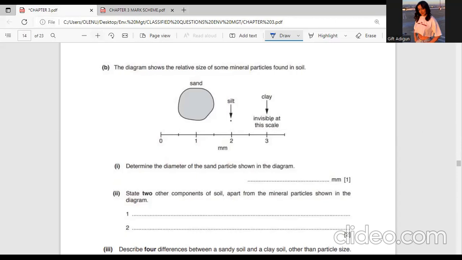So see this question now. They said the diagram shows the relative size of mineral particles found in soil. First look at sand, silt, clay. Now determine the diameter of the sand particles shown in the diagram. Here this is 0 and this is 2. You draw it downwards, so this is 0.5, this is 1, this will be 1.5. So between here and here, you have about 1 millimeter. Do you get that?